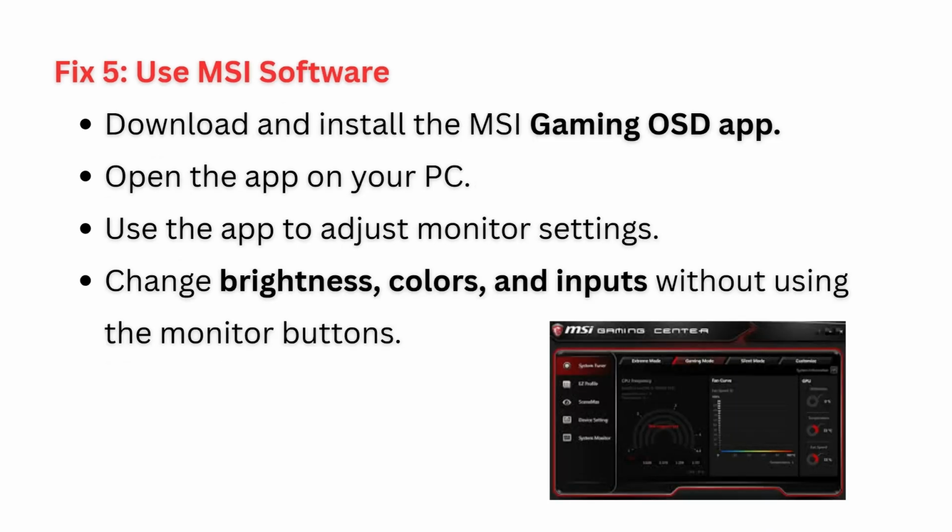Fix 5. Use MSI software. You can download and install the MSI Gaming OSD app. Open the app on your PC. Use the app to adjust monitor settings. Change brightness, colors, and inputs without using the monitor button.